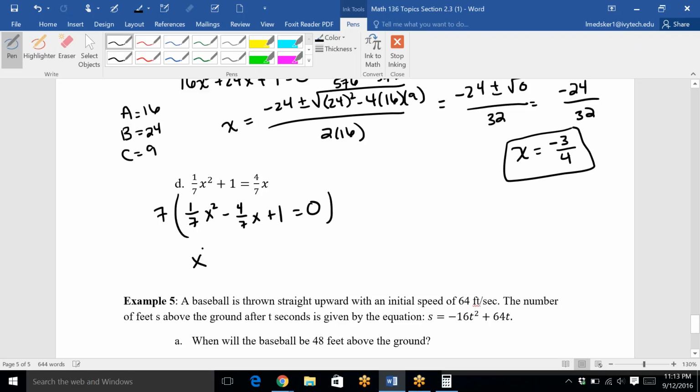So that would leave me with just x squared minus 4x. 7 times 1 is 7. 0 times anything is 0. So my A is 1, my B is negative 4, and my C is 7.